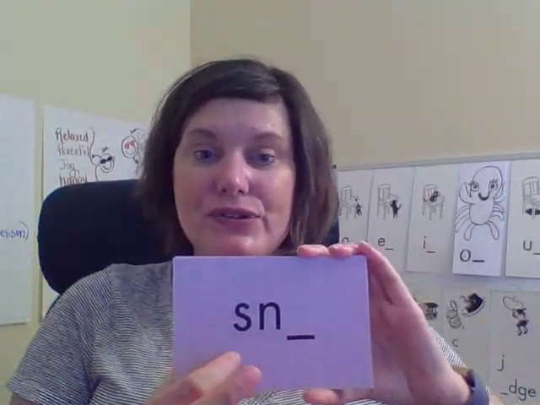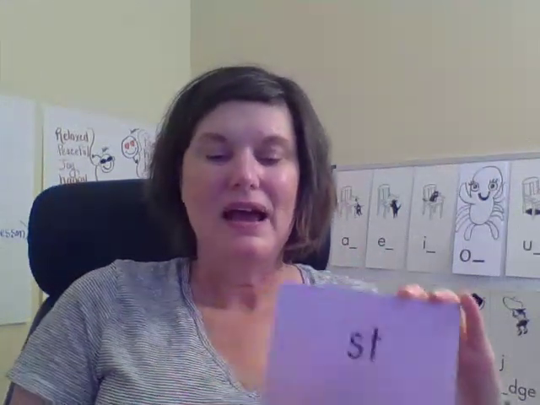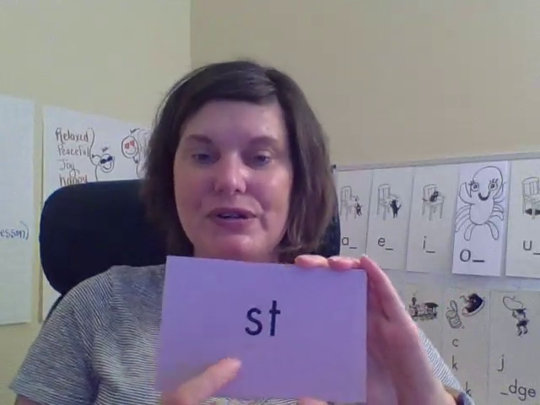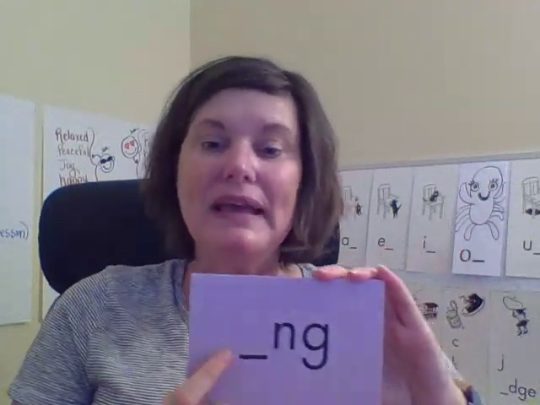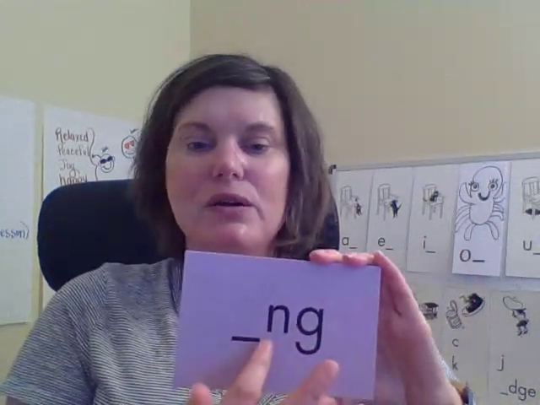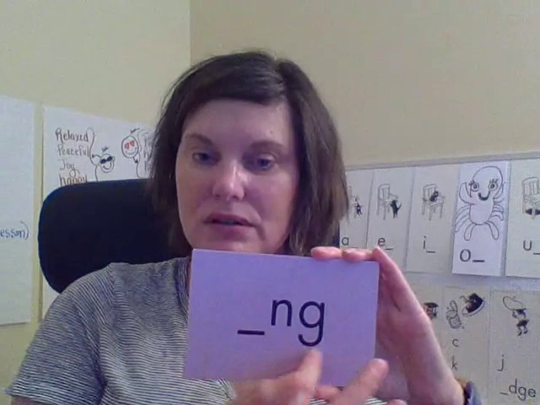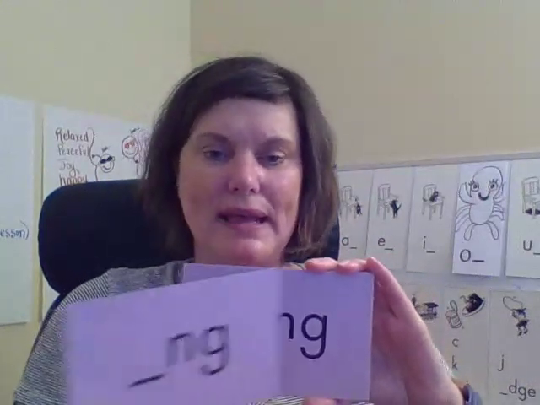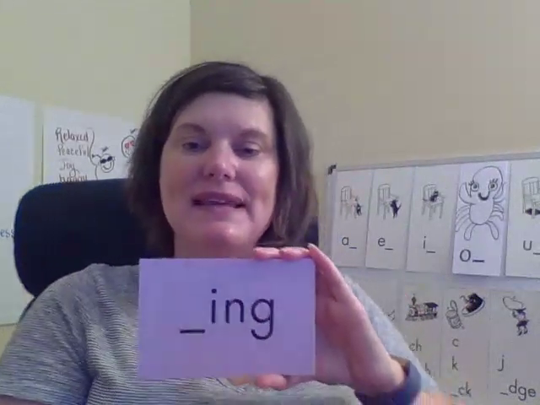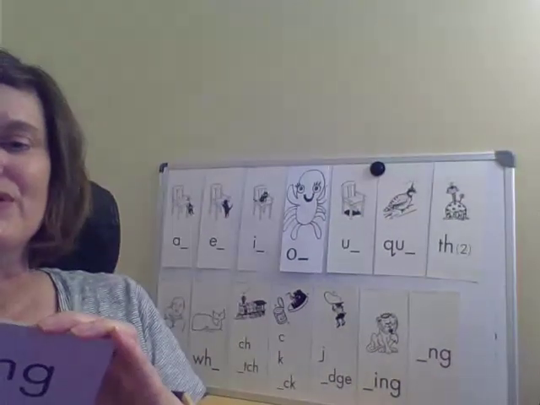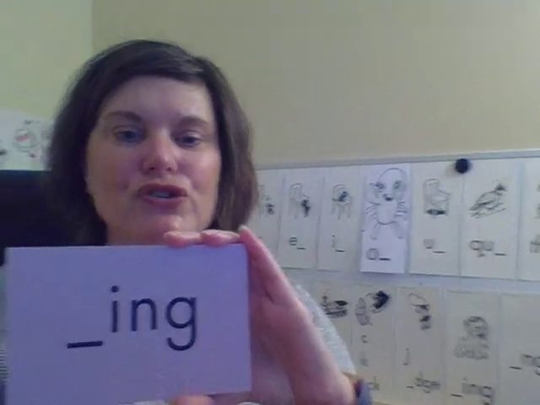Sn. Together, sn. Very good. Your turn. Excellent. All right, my turn. St. Together, st. Your turn. Well done. At the end of a word, that's why this line's here. My turn. Ng. Together. Ng. Good. Ng. Like at the end of sing, rang, bang. My turn. Ing. Like the singing king. Where is our singing king? There he is. All right. My turn. Ing. Your turn.